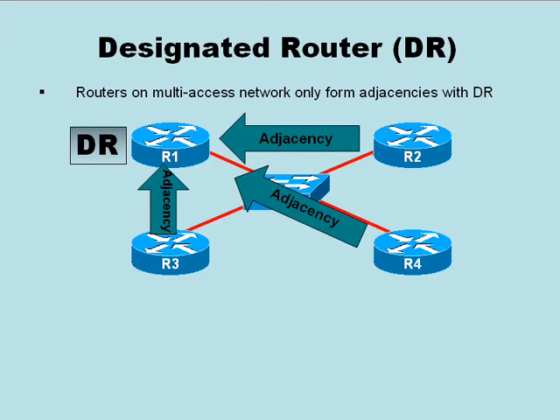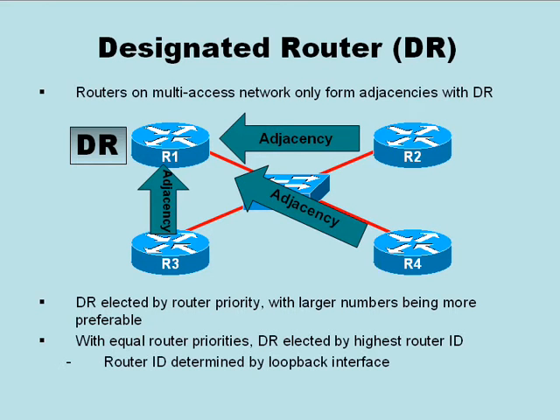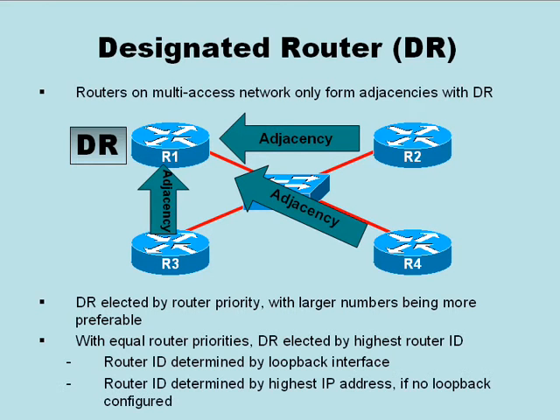But how does a router get to be a DR? How does it get to be a designated router? A designated router is elected by a router priority. We can associate an OSPF priority with an interface, and the higher the priority, the more preferable that interface on that multi-access network. If the routers have equal priorities, or maybe we just did not configure priorities for the router interfaces, the DR is automatically going to be elected by choosing the router on that segment that has the highest router ID. And the router ID is determined by the IP address of that router's loopback interface, or if we had no loopback interface, it would be the highest IP address on that router.